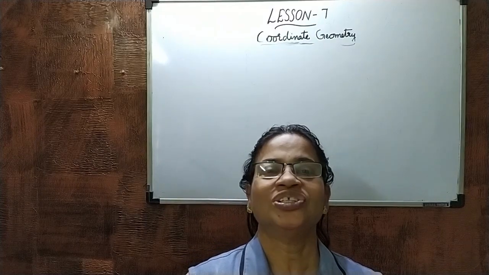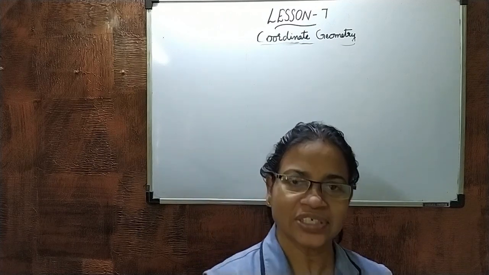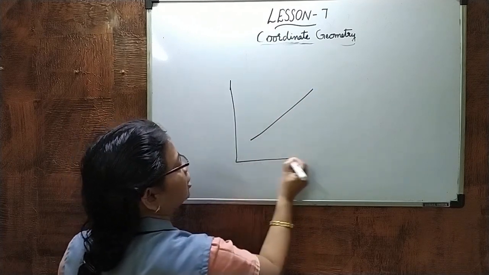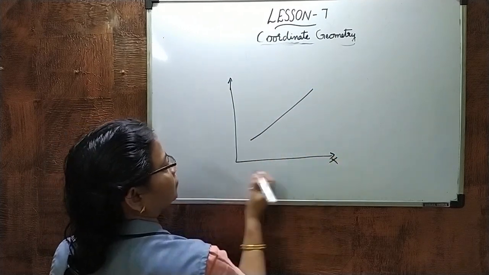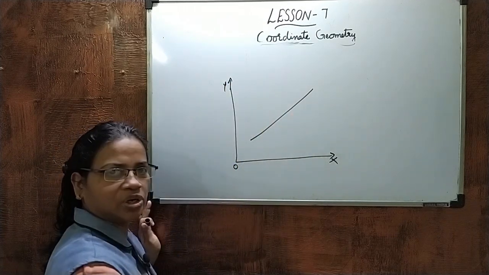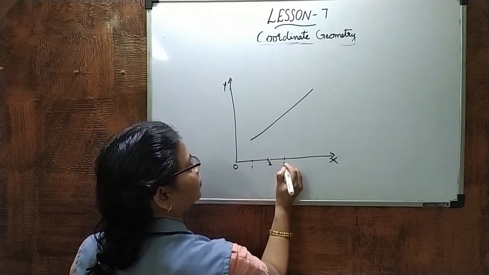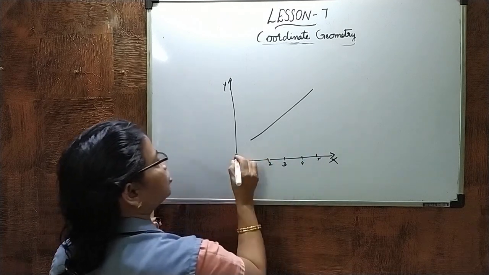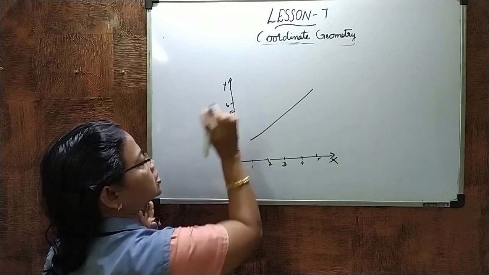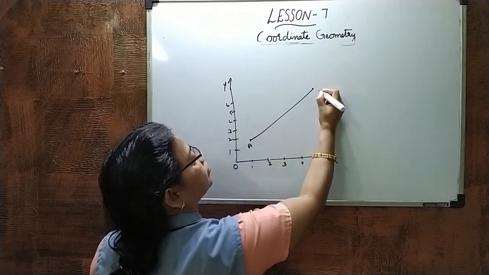Good morning. Today we are going to learn a new topic in coordinate geometry. Just look. Suppose I draw a line in the Cartesian plane. Here it is y, and here the coordinates are marked: 2, 3, 4, 5, etc., and here 1, 2, 3, 4, 5, 6, etc. And this line is AB.